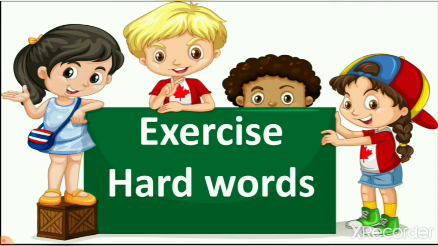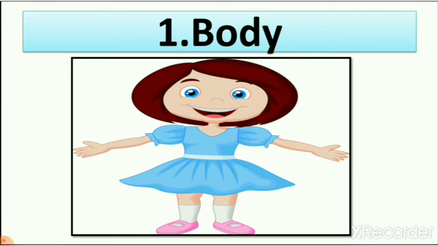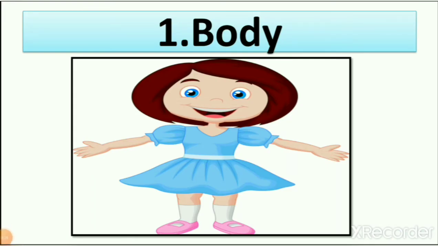Exercise hard words, right? So let's see, we learn hard words first. Our first hard word is body. You can see here a picture of one girl. It means this is body. Body means different parts joined together and making one structure. So here you can see eyes, nose, tongue, hands, legs, all are body parts. You can understand that all this joined together makes one body.